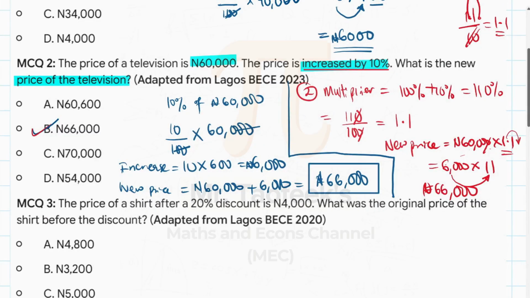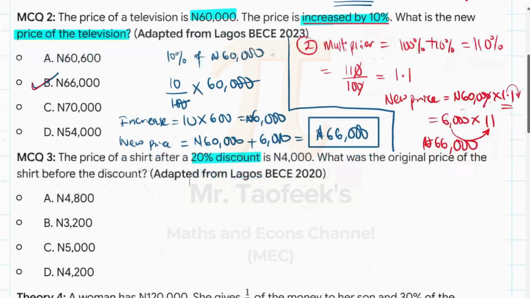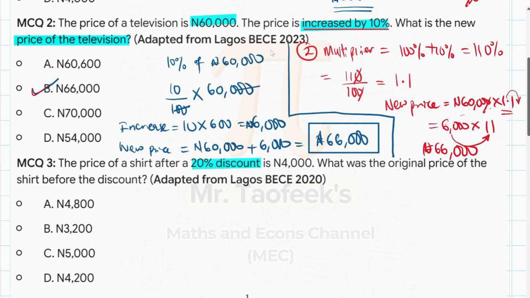The price of a shirt after a 20% discount. So this 20% discount is just the same thing as percentage decrease. Okay, so the price of a shirt after a 20% discount is 4,000 naira. What is the original price of the shirt before the discount? Now this is why I love using the multiplier method.